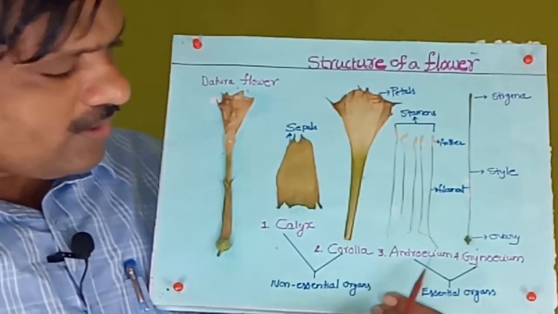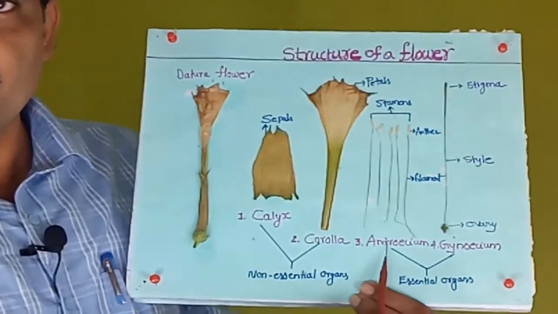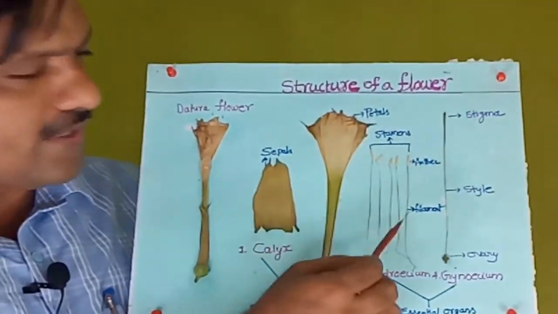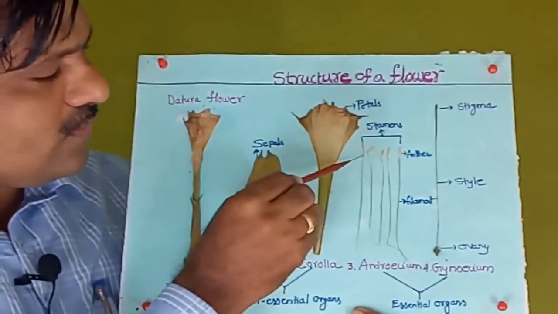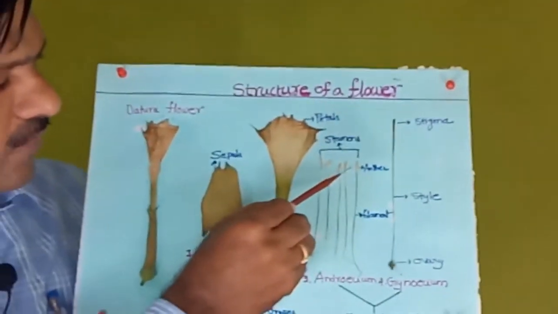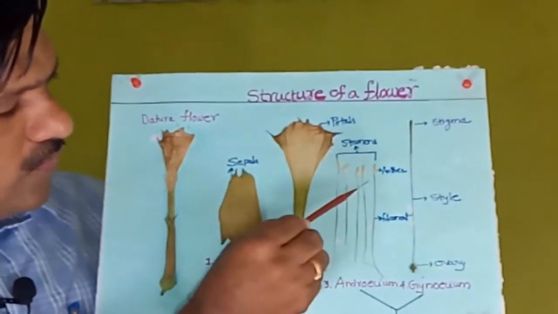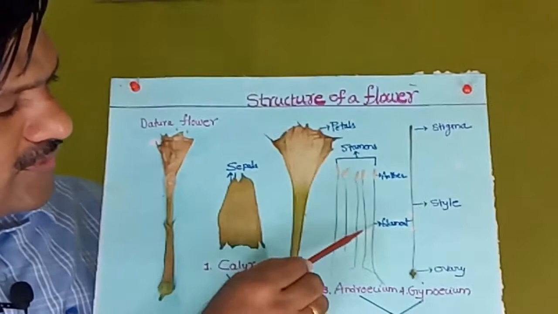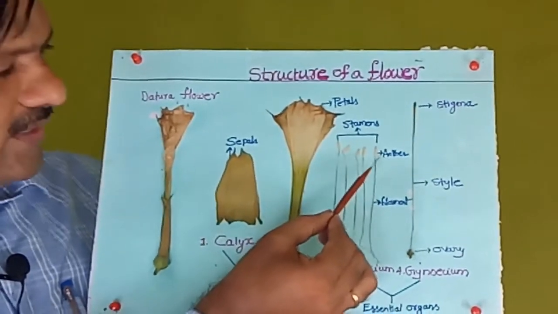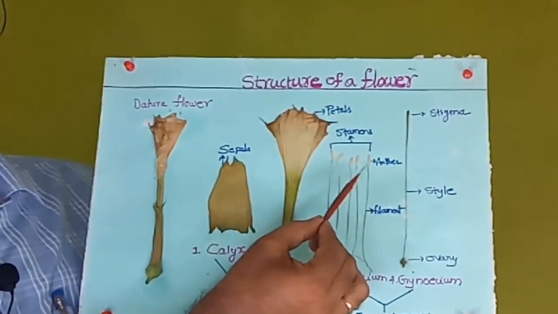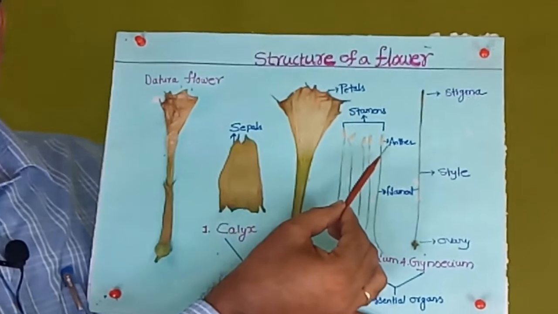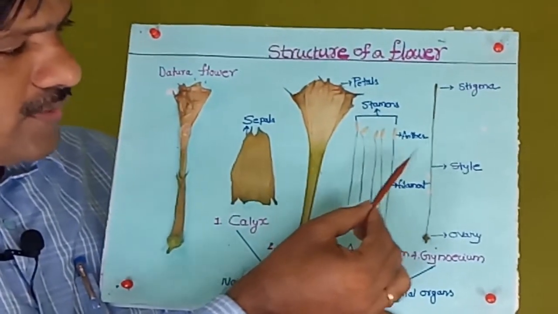Then the third whorl we call androecium. Andro reflects the male reproductive part of the flower. This androecium consists of a number of stamens, as I told. Look here, 1, 2, 3, 4, 5 stamens are there in the datura flower, and each stamen has 2 parts. One is a long narrow structure called the filament, and at the top there is another structure called the anther. This anther gives pollen grains. These pollen grains are helpful in pollination and involved in the process of fertilization.